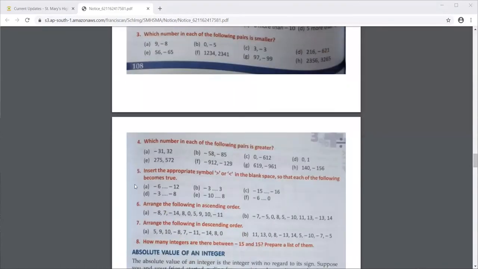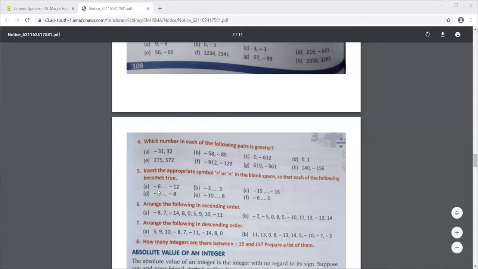Now question number 5. Insert the appropriate symbol, greater than or less than, in the blank space. Now here you are doing what you already did in 3 and 4. You have to compare both of these numbers, and what is the difference compared to the third and fourth? In the fifth one, you don't have to tell which is bigger or which is smaller. You have to tell whether the first number is greater than or less than the second number. That is always the case. So minus 6 is dash than minus 12.